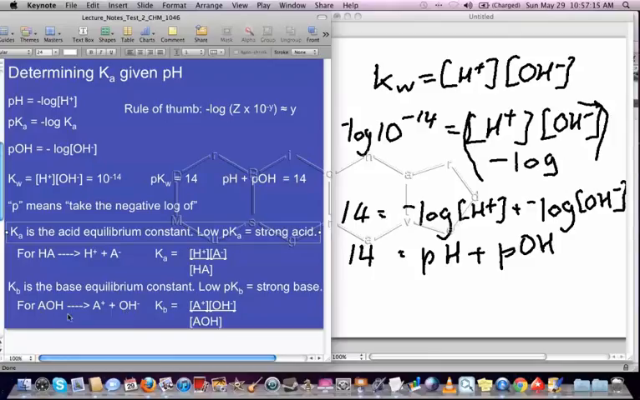Now the way this splits up is if you're forming OH minus, then whatever else you're adding with it must be positively charged to balance it out. So this would be A plus times OH minus on the top and AOH on the bottom. And these are good equations to be aware of as well.